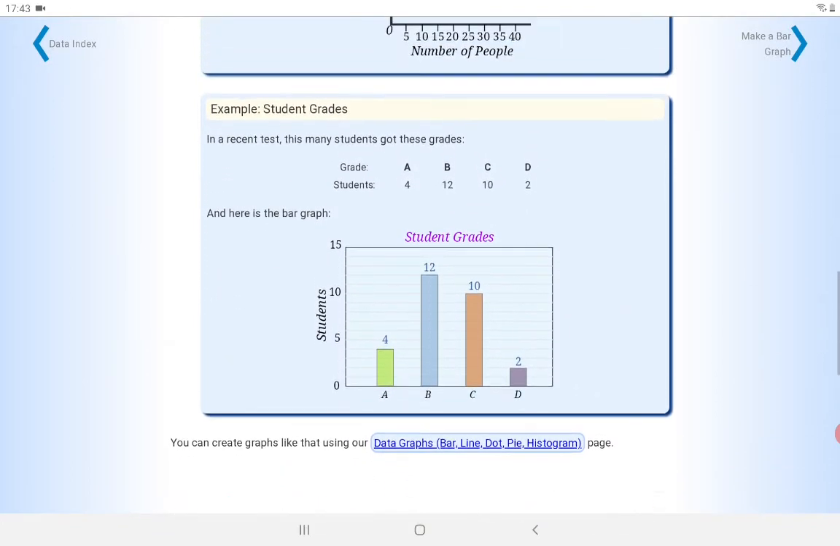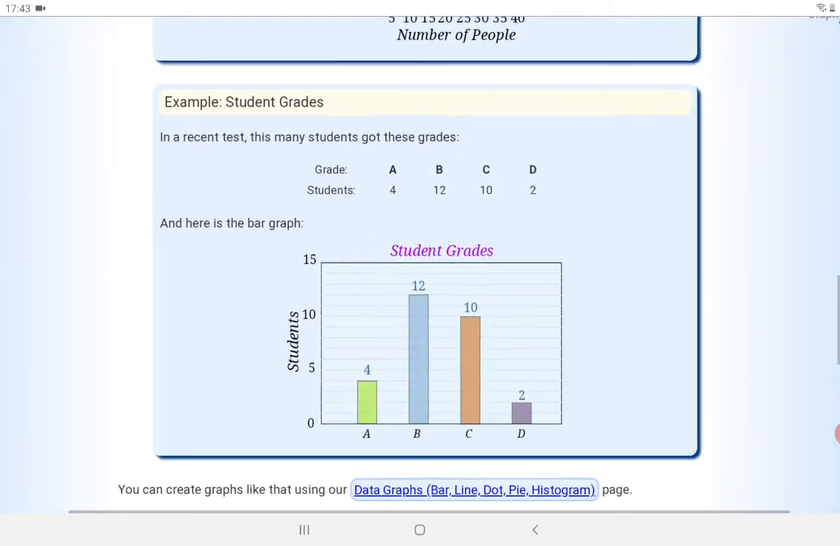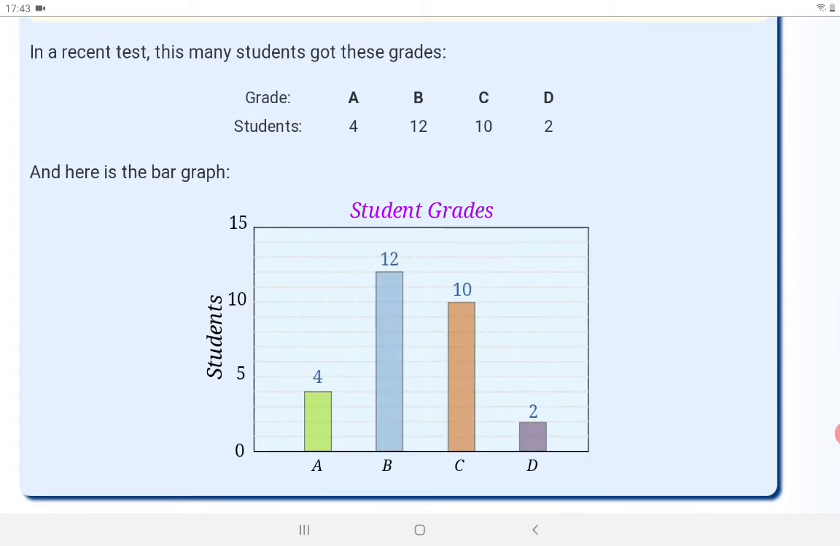Again, here's another one here talking about student grades. I'm going to zoom in on this one. And very quickly, even before we look at the information at the top, we can see that there were 15 students. 15 was the highest grade you could get. Most people got 12. The next highest grade was 10. The next highest grade after that was 4. And the lowest grade received was 2.